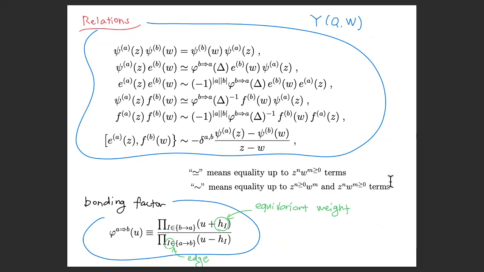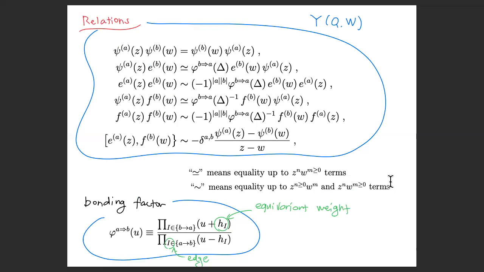But let's see, what are these? Well, these are relations, and then there are sometimes equivalences modulo something. But this means that for each of these things, for example, let's look at this relation, psi times psi. Each of these is a formal power series in z and w. So you can expand both in z and w on both the left-hand side and the right-hand side, and you get the formal series.